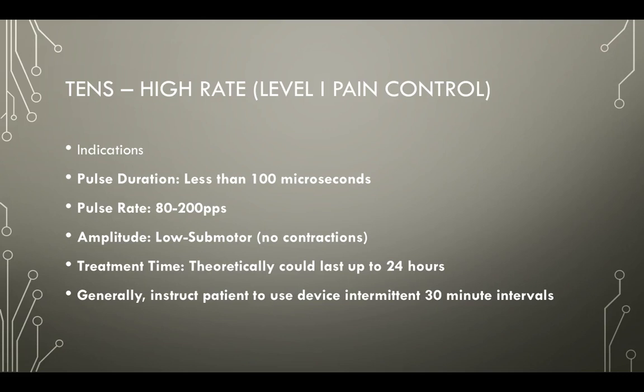Treatment time is theoretically 24 hours, but usually if we're doing treatment in clinic, we want this for about 30 minutes. Again, you only get treatment and you only get the pain relief while the machine is turned on. And so if someone's really acutely in pain, we'd like to give them as much pain relief as possible, so hopefully the body can break up that pain spasm cycle. So doing any less than 30 minutes is really not the goal of this. So usually, again, 30 minutes is best. So generally re-instruct the person, if they have a portable device, to use the device intermittently for 30-minute intervals.